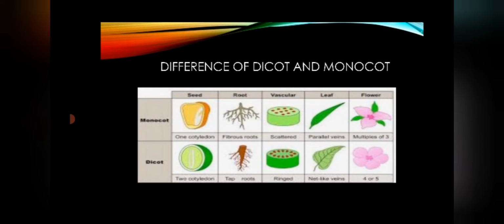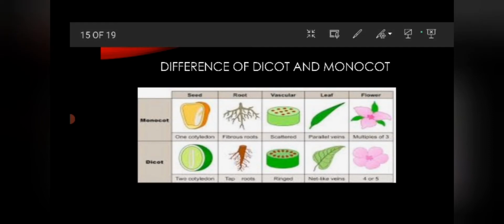Now let us see the important differences between the dicot and the monocot. Here you can see an example of corn seed for monocot. So it has only one cotyledon. So corn is an example for monocotyledon. In beans and all you can see 2 cotyledons. So beans is an example for dicotyledon. Here only one cotyledon is present. Here 2 cotyledons are present.